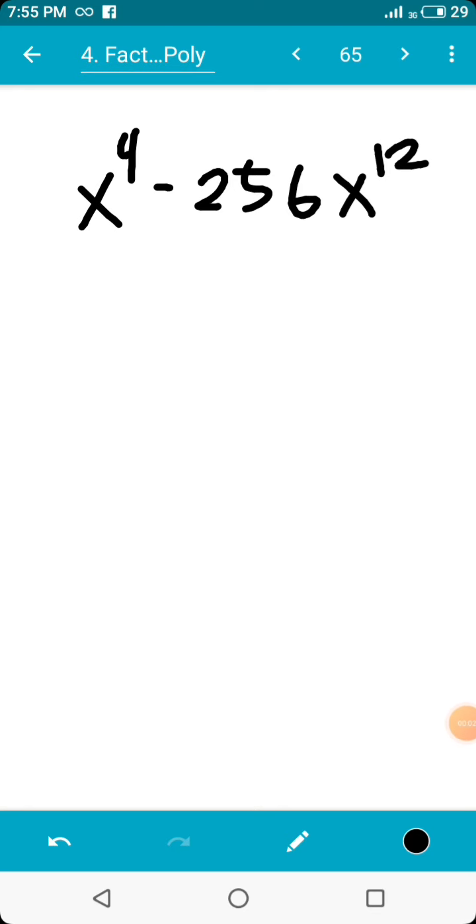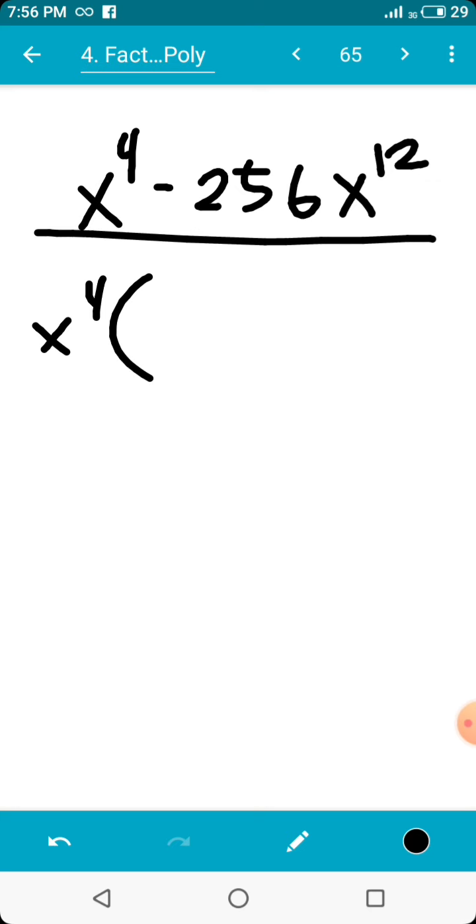Okay, so kunin natin yung factors ng x raised to 4 minus 256 x raised to 12. So, kung mapapansin nyo, hindi to difference of 2 squares. So, ang gagawin muna natin is kunin natin yung kanilang GCF. So, since ang meron lang naman silang common factor ay x, so ang ilalabas natin dyan is x raised to 4. Okay? So, yung pinakamababa yung exponent. And then, yung factor na pwede nating i-multiply para ito yung maging product.